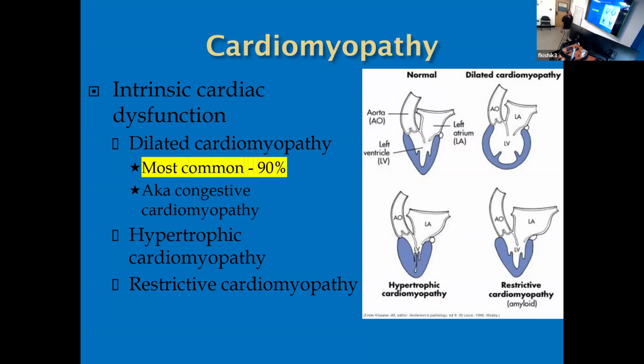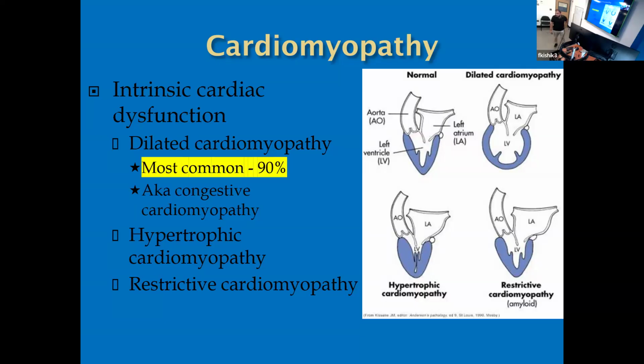Cardiomyopathy is going to be intrinsic cardiac dysfunction. There's dilated, which is the most common, which is going to be ballooning out. And there's hypertrophic, which is kind of like diastolic heart failure. And then there's restrictive, which is going to be like amyloidosis, which is a buildup of proteins in the cardiac tissue, which prevents it from adequately squeezing.